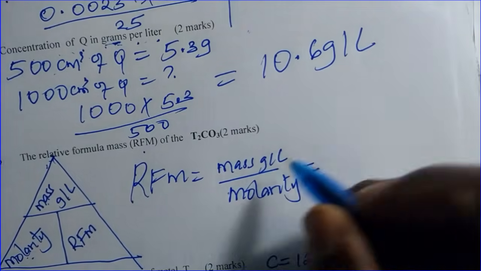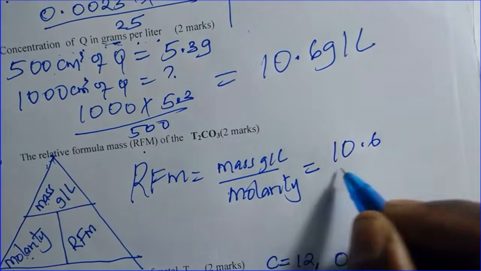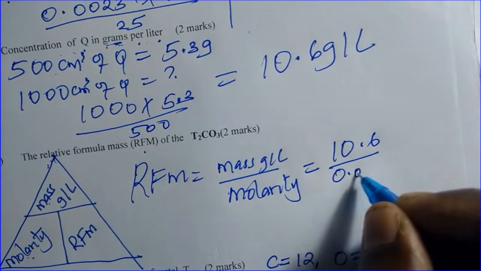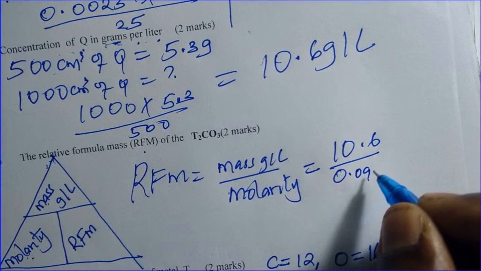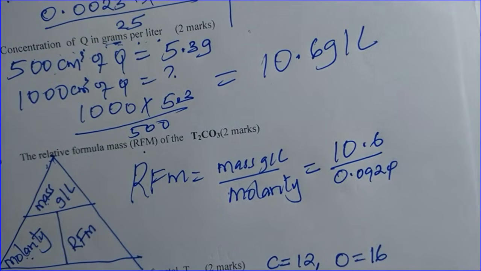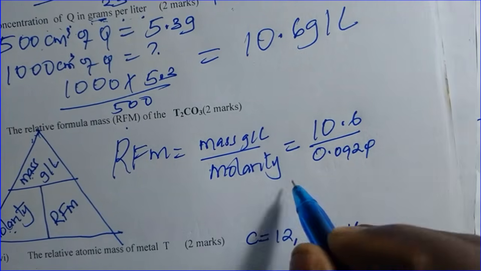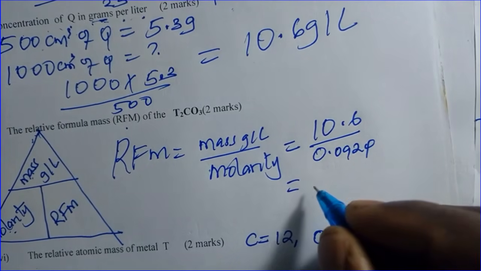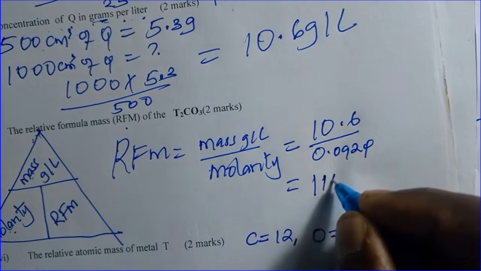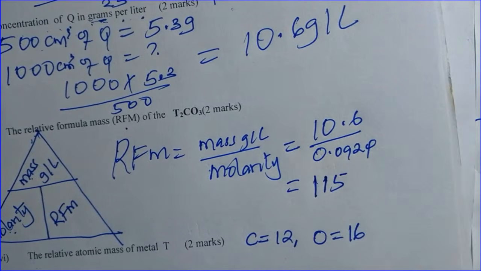So mass in grams, that is 10.6. You divide by molarity, 0.0924. So this one gives us 114. So you can round off to 115 to get the whole number, 115.